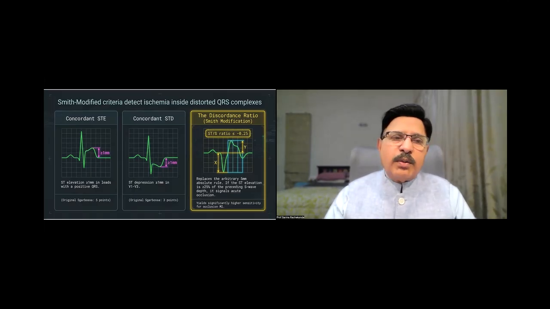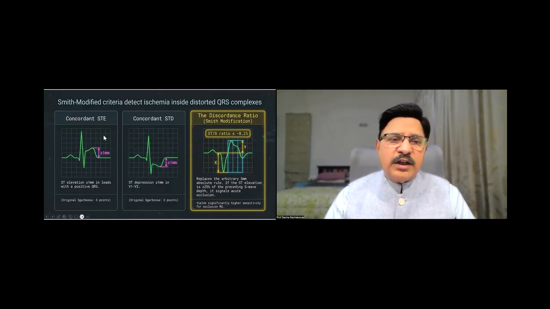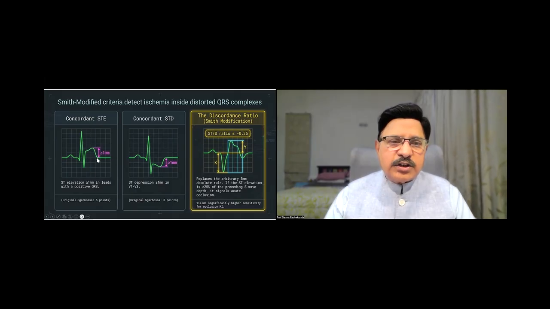Okay, Smith's modified criteria to detect ischemia inside the distorted QRS complex. Concordant STE, ST elevation. This is the baseline. This is the peak of the ST, and it should be more than 1 millimeter. ST elevation of more than 1 millimeter in leads with a positive QRS.